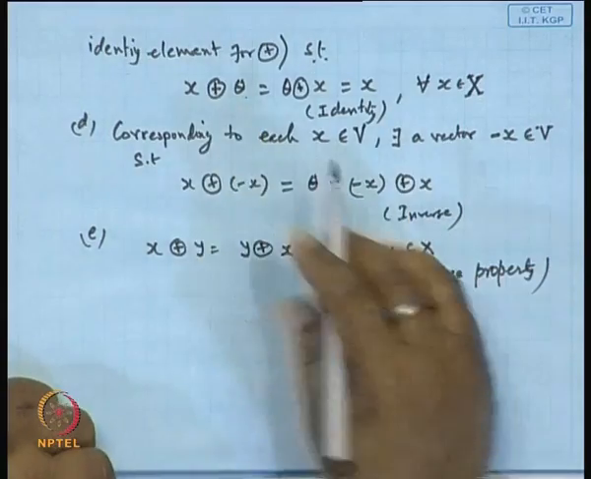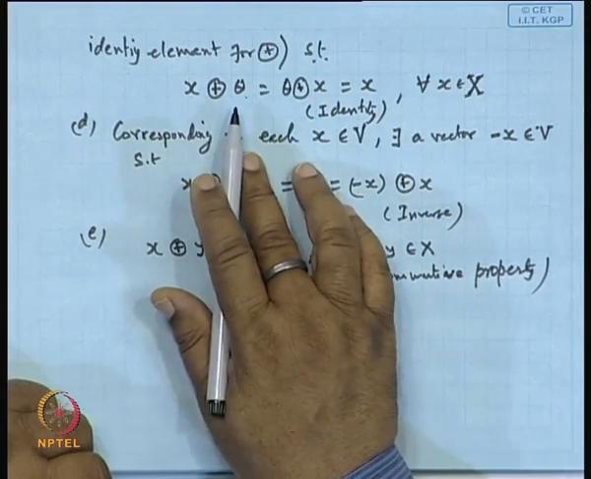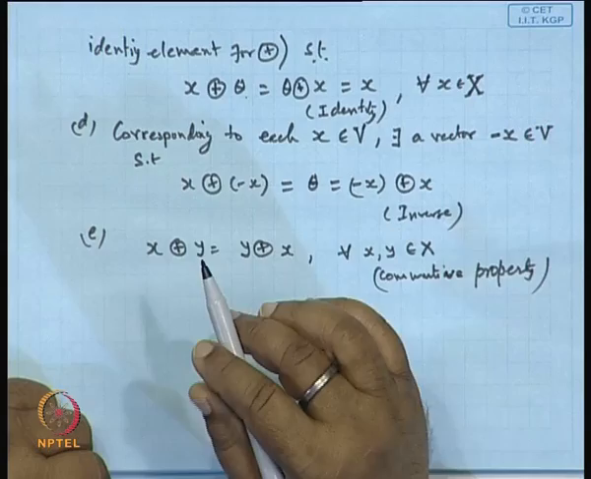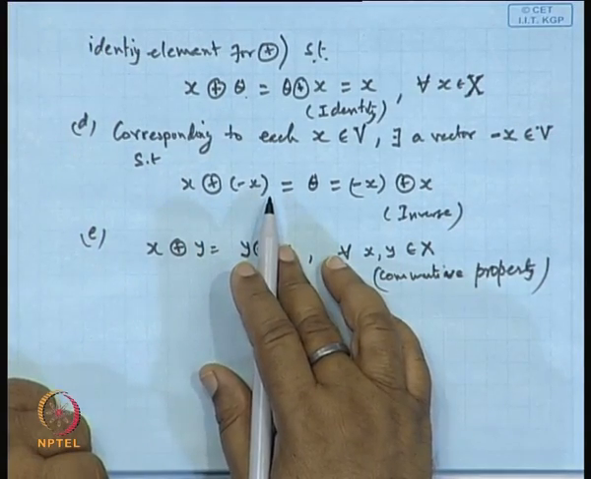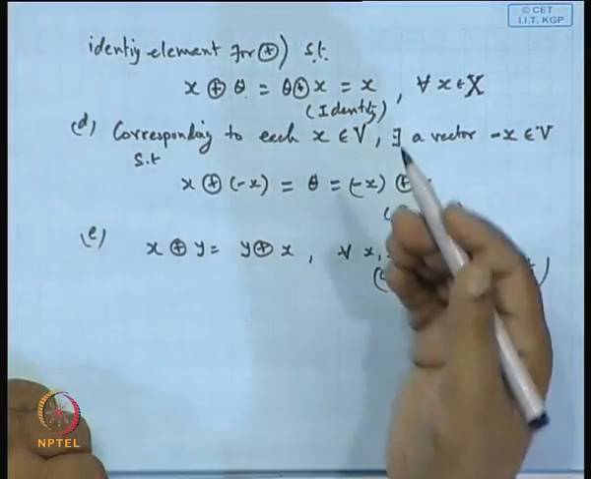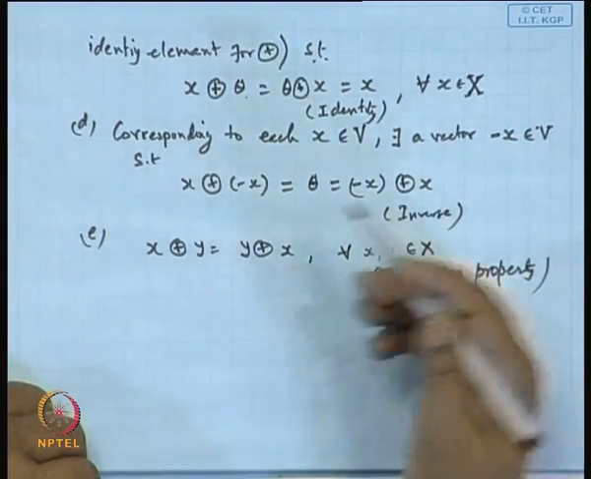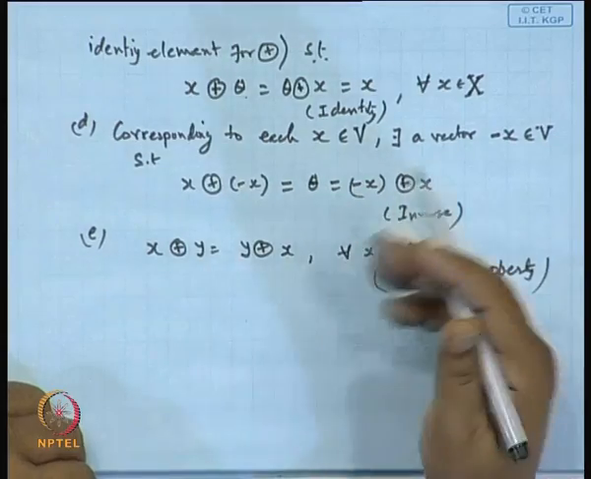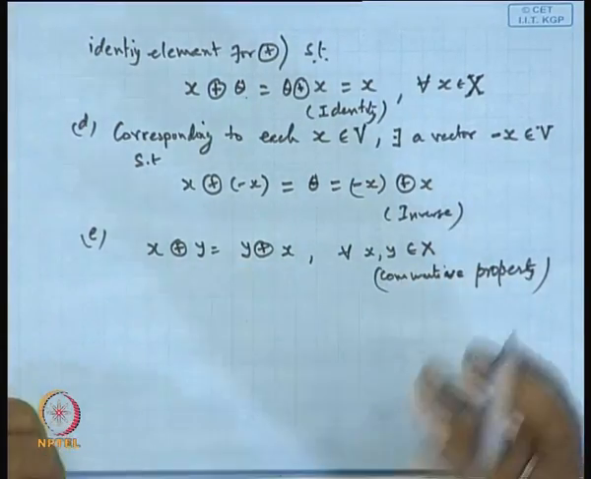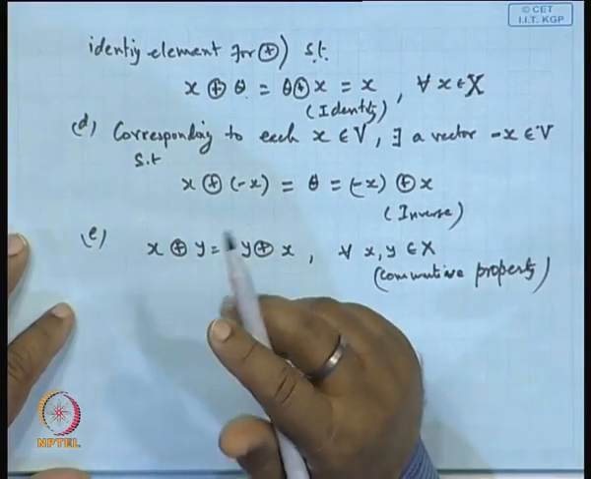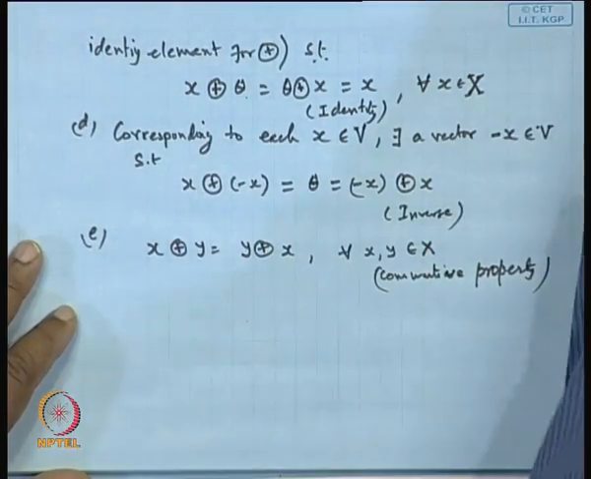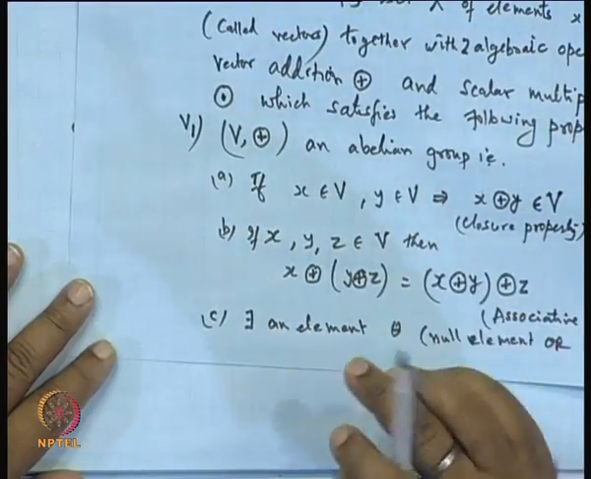In case of C, if only one side is true, x plus theta equal to x, or in the second, D, also if there is only one side, then we say left identity, right identity. Like this we define the left inverse or right inverse. The concept can be defined correspondingly. Okay. So, the first part is that the set V with respect to the addition must form an abelian group.